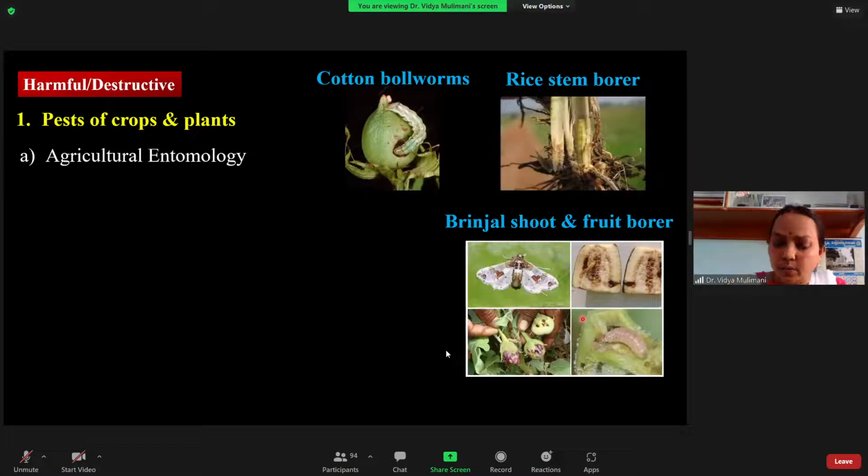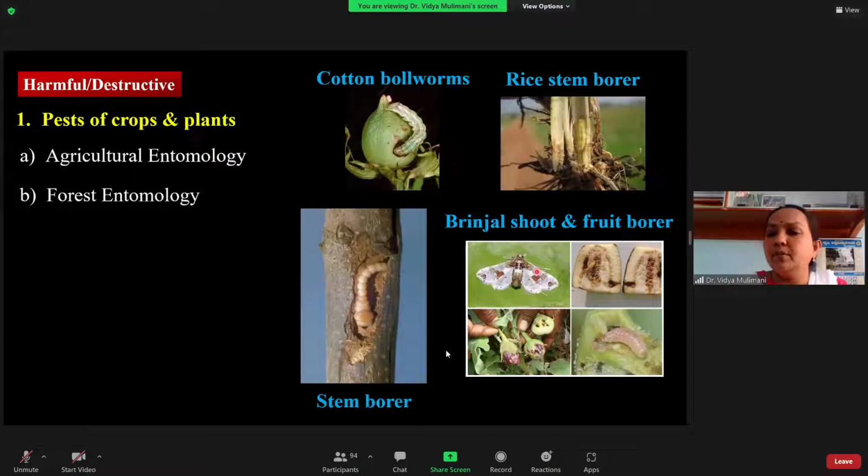Under horticulture, you have the brinjal. I'm taking only common examples, because the brinjal is something everyone eats every day. Many times when you go for buying brinjal, we look for only the healthy one, which does not have holes or anything. This is what happens when you bring a brinjal which has a hole. It is the brinjal shoot and fruit borer, because it damages the shoot and also feeds on the fruit.